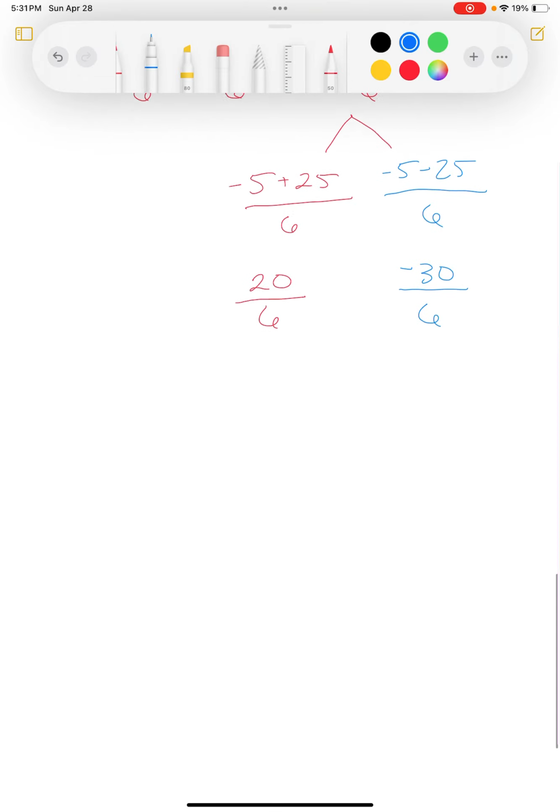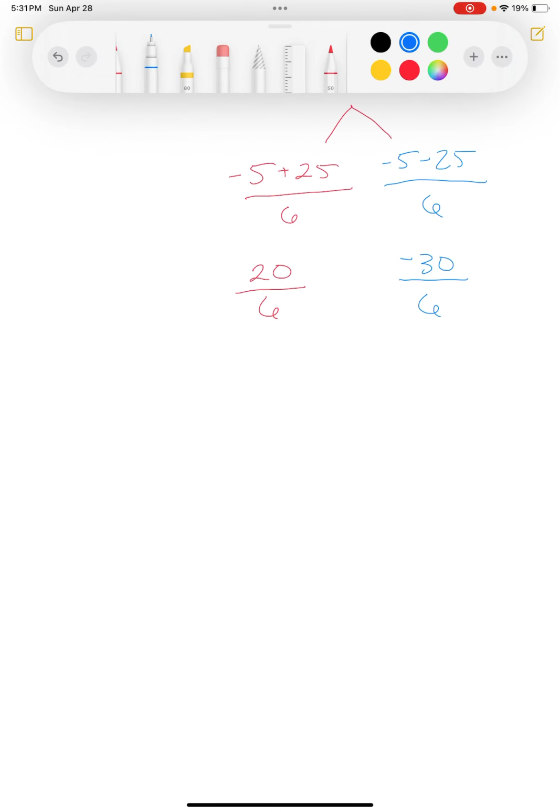Negative 30 over 6 gets me to negative 5, so that's one solution. 20 over 6 would simplify to 10 over 3, or 3 1/3, or 3.333, 3 repeating. So those become my two answers, 3 1/3 or 3.333 repeating, and negative 5.